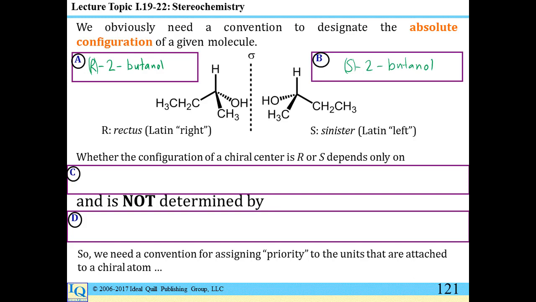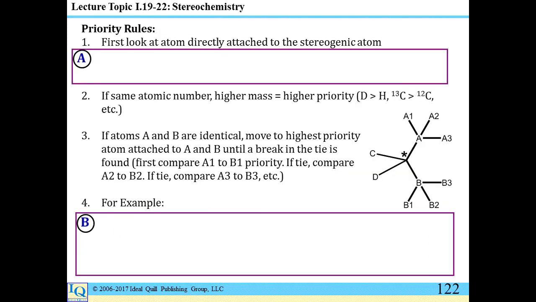The configuration in terms of the R and S label depends only on the shape of the molecule, and it is not determined by the optical rotation. Therefore, the R isomer is not necessarily the dextrorotatory, not necessarily the levorotatory isomer. Could be either one. It only has to do with the relative orientation of the different groups coming off of the chiral atom.